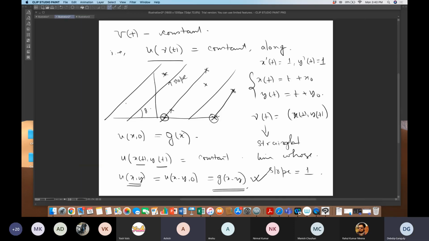Sir, can we go to the previous page? Yes, sure. Sir, in the last line, how have you written this u of x comma y equals u of x minus y comma 0? Why? You tell me why. I will repeat. Why? Just try.